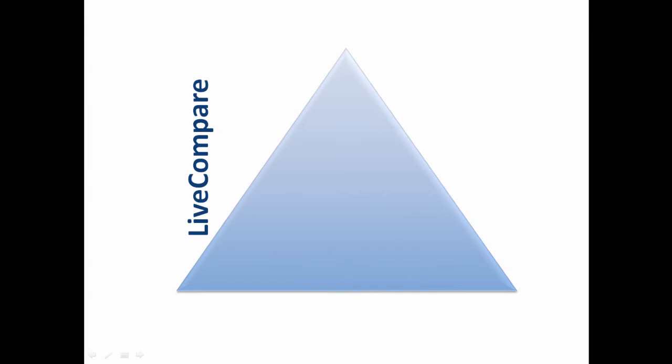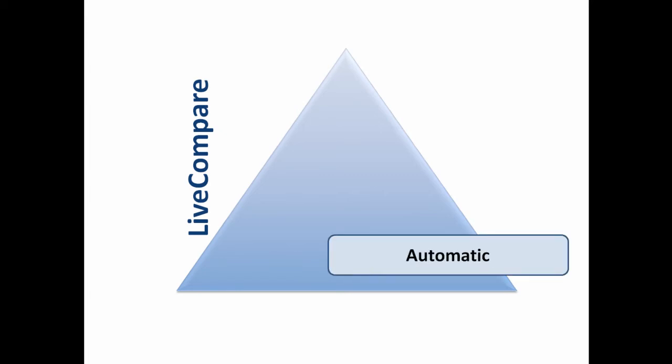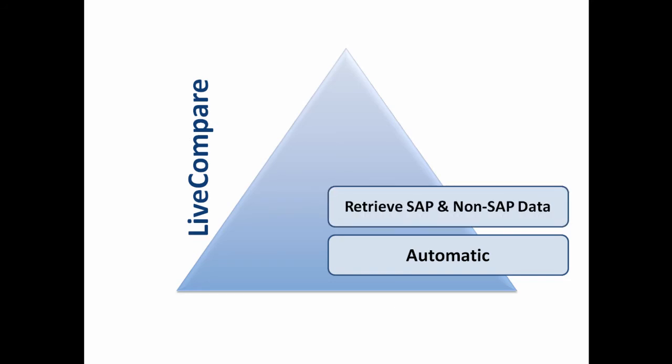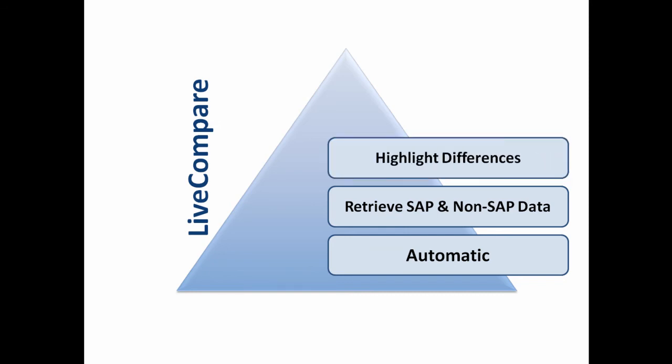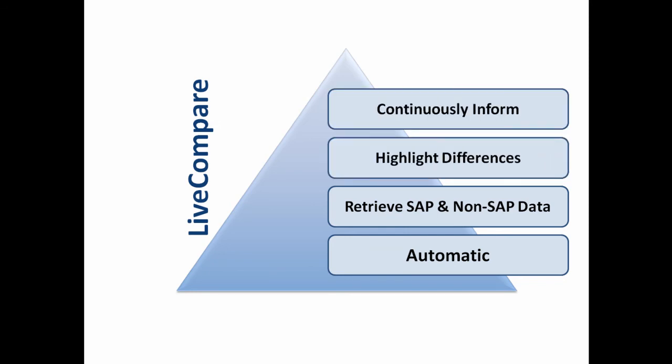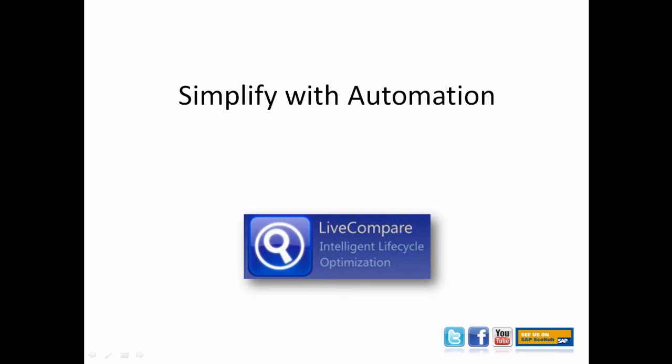LiveCompare helps you automate manual tasks, and as we have witnessed in this vendor comparison scenario, LiveCompare automatically extracts both SAP and non-SAP data, highlights with 100% accuracy data discrepancies, and assures that the right people are continuously informed, resulting in the elimination of downstream issues while saving time. Start embracing a lifestyle of simplicity and automation today with LiveCompare.